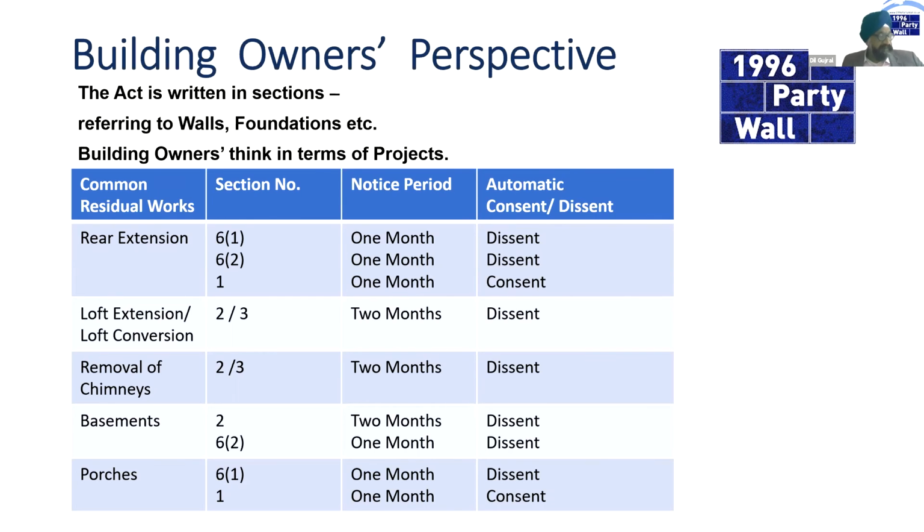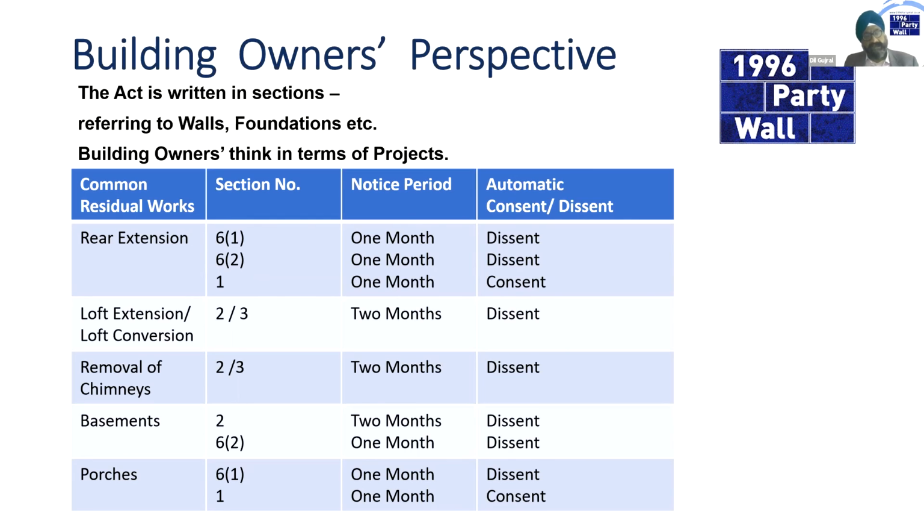Where you're taking out chimneys, it's notifiable under Section 2/3. Again, same section number, but different subsection numbers, which I'll maybe discuss later on. Again, it's a 2-month notice period, and again automatic dissent. Where you've got basements involved, those are notifiable under Section 2, probably 6.1, and sometimes Section 6.2. Section 6.1 and Section 2 works have a 2-month notice period. Section 6.2 has a 1-month notice period. Again, automatic dissent. And finally, porches, those are Section 6.1, 1-month notice period, automatic dissent.